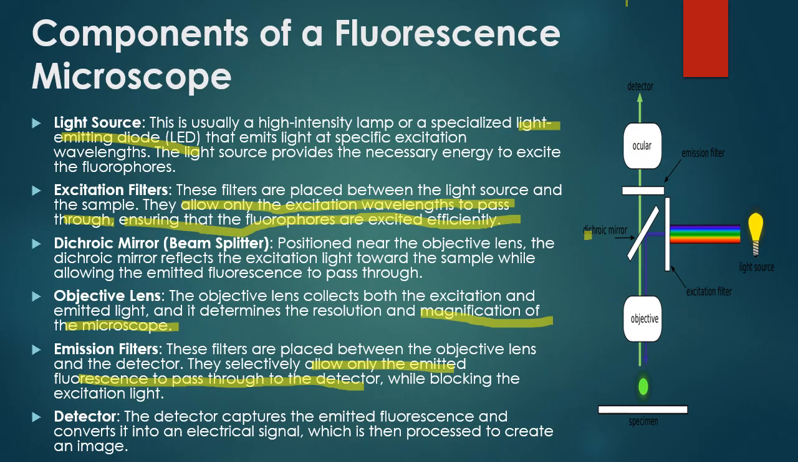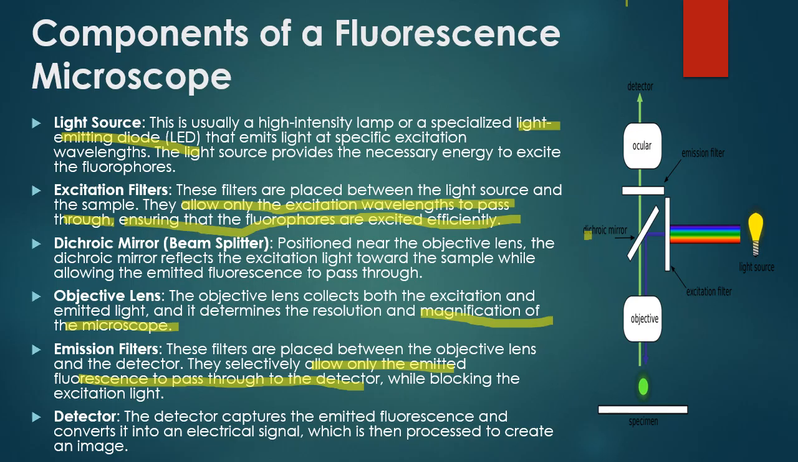Okay, and lastly, as you know, the detector is the one which captures the emitted fluorescence and then converts it to an electrical signal, which you can see through the screen. Okay, so these are the components and this is how it works.